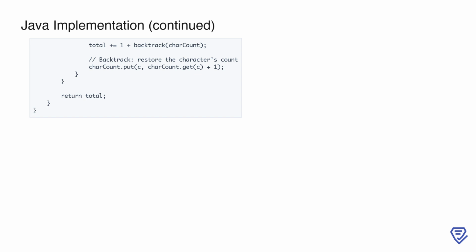Next, we add 1 to the total to account for the current character being used, and then we recursively call backtrack to explore further combinations with the updated character counts. After this recursive call, we backtrack by restoring the character's count in the map to ensure we don't affect other recursive calls. Finally, once all possibilities have been explored, the method returns the total count of sequences that can be formed.